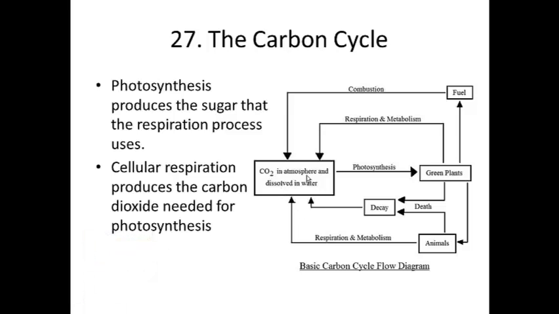So there's carbon dioxide in the atmosphere. It's also dissolved in water. Photosynthesis occurs in green plants, which produces sugars. These sugars can be used by animals through cellular respiration, and they produce more carbon dioxide. The other option is that whenever those plants die, or whenever those animals die, those carbohydrates and those sugars are decayed by bacteria, and then that releases the carbon dioxide back into the atmosphere.